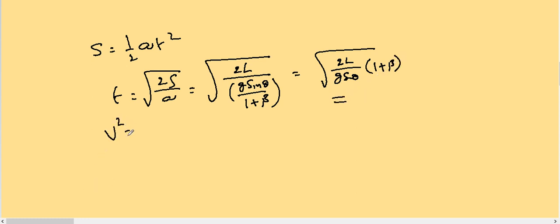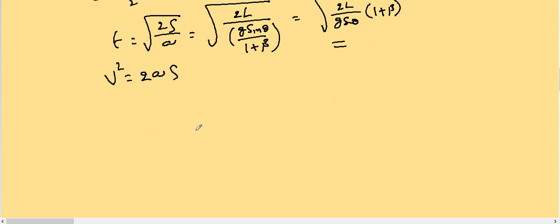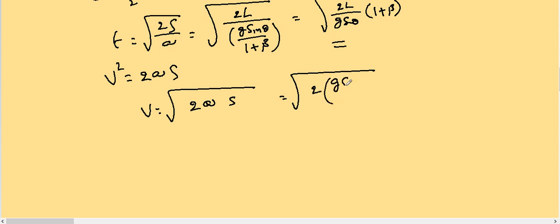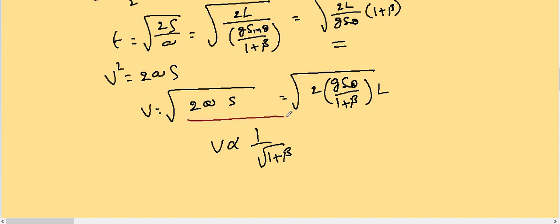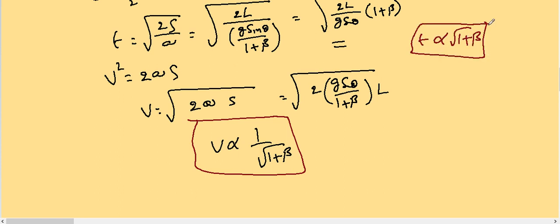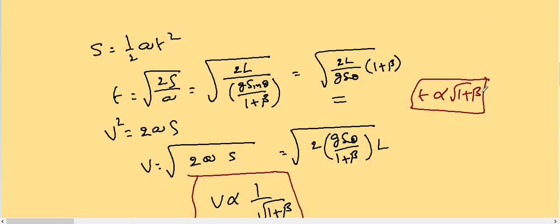Similarly, for the velocity gained by the body, v square minus u square is 2as, but anyhow u is 0. Therefore v is equal to root over 2as. In the present case, 2 into g sin theta by 1 plus beta into L. So here v is inversely proportional to root 1 plus beta. Whereas time is directly proportional to root 1 plus beta. Beta is the shape constant, and the dependence on shape is there for time as well as velocity gained.